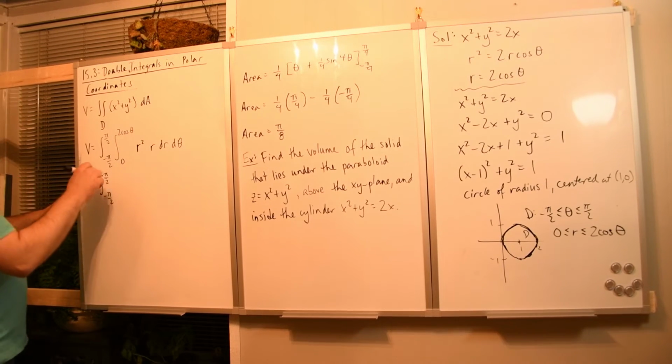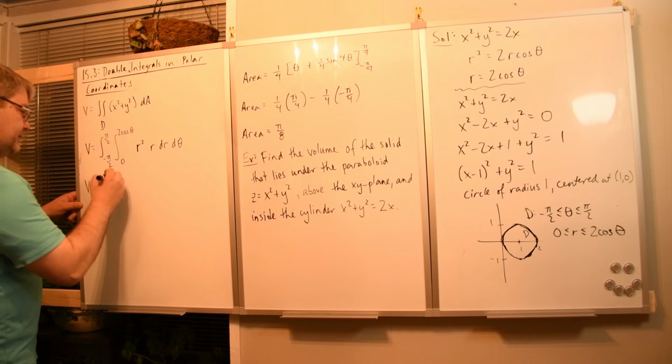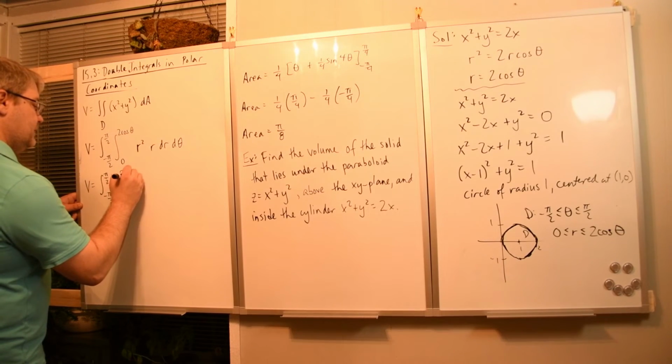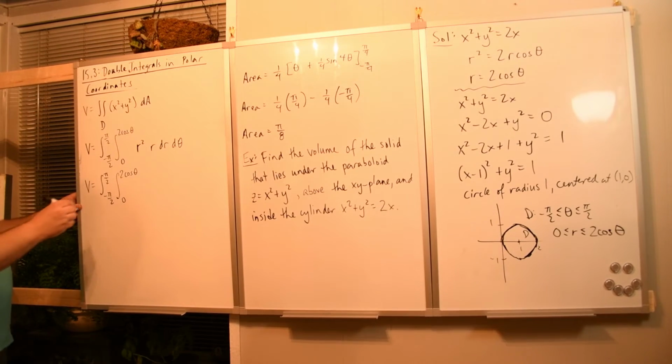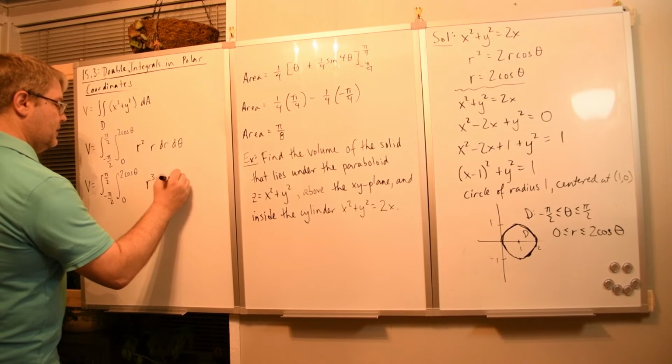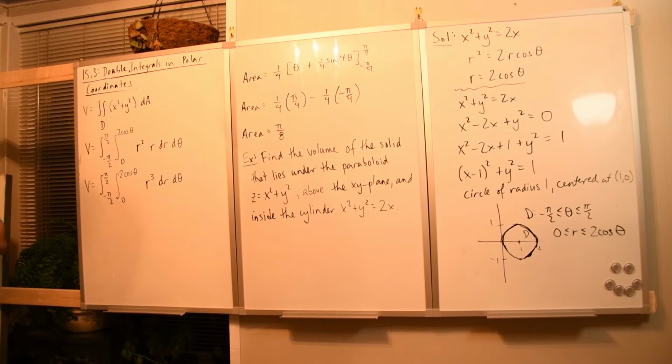Still have the limits of integration on the outside, negative pi over 2 to positive pi over 2. Inside, 0 to 2 cosine theta. This is r cubed. That will integrate with respect to r. And then once we get the inner integral figured out, integrate that result with respect to theta from negative pi over 2 to positive pi over 2.